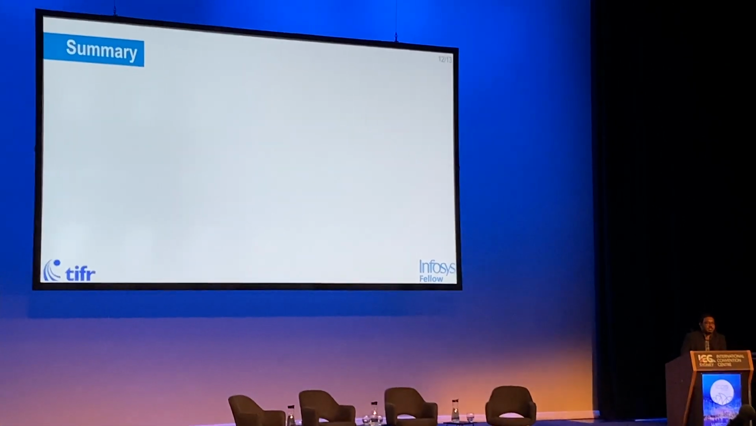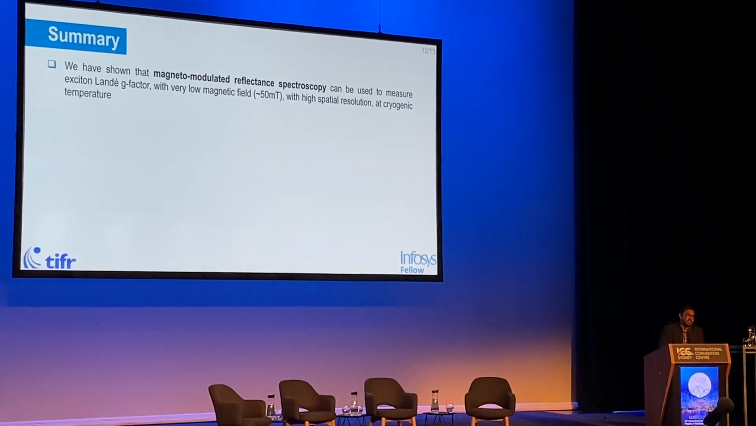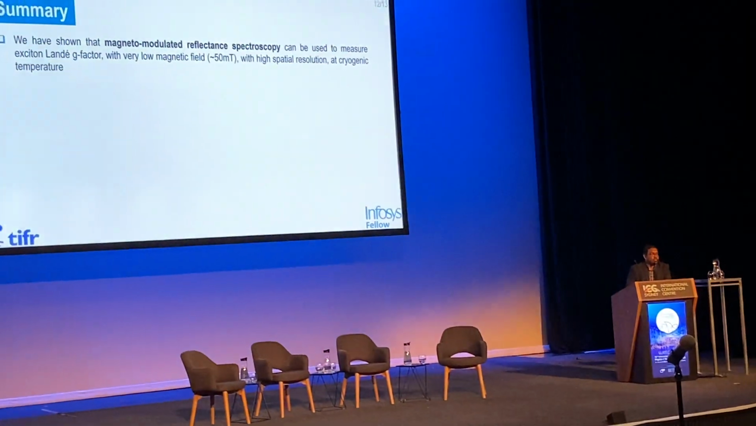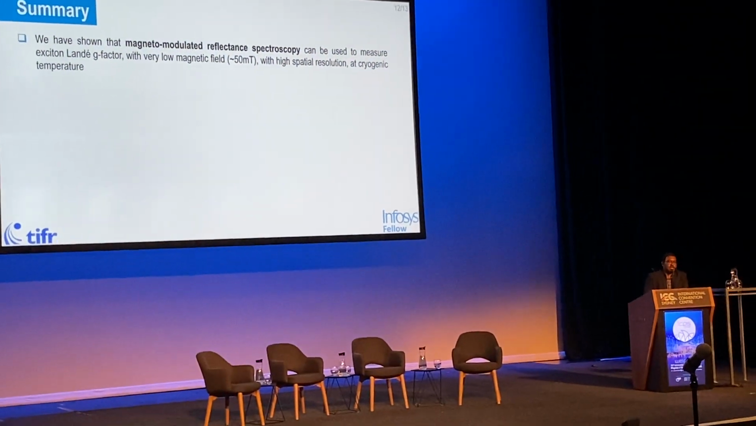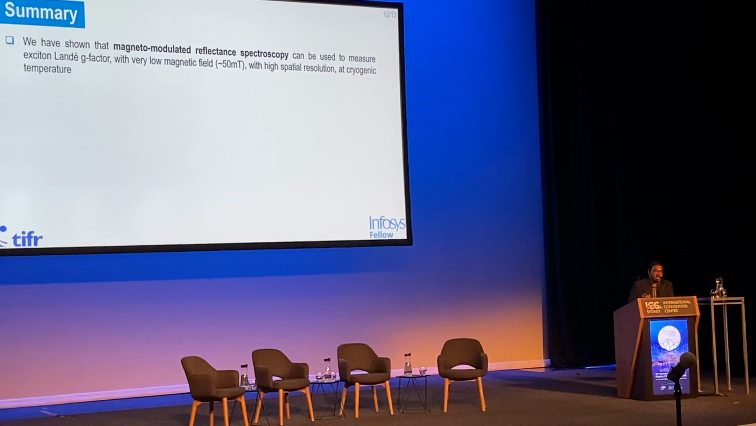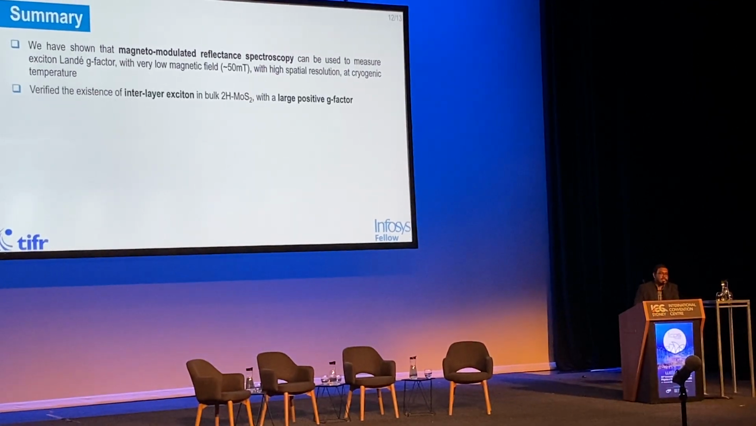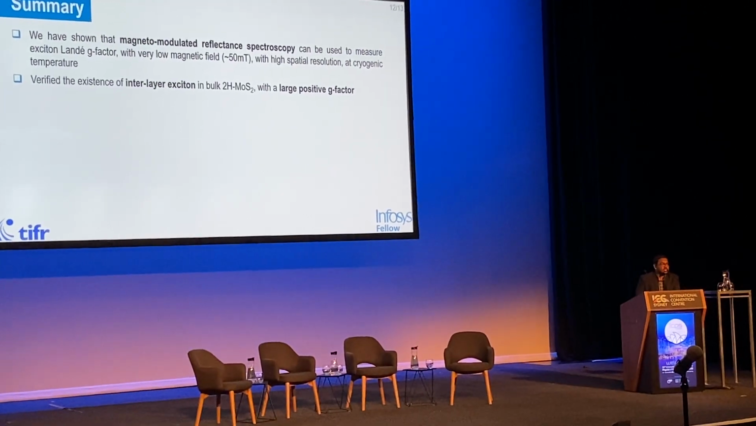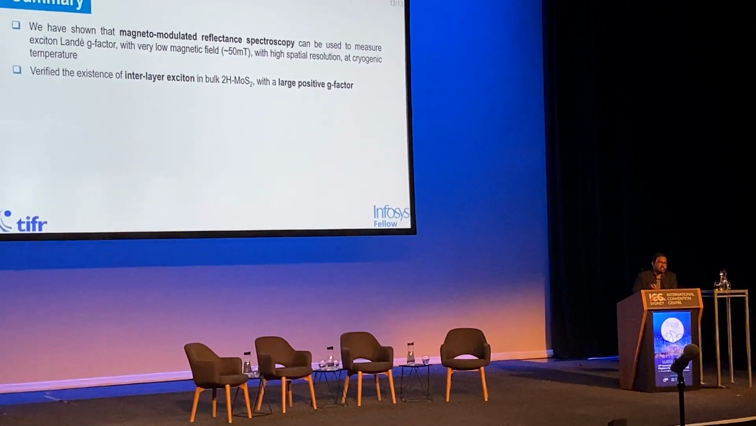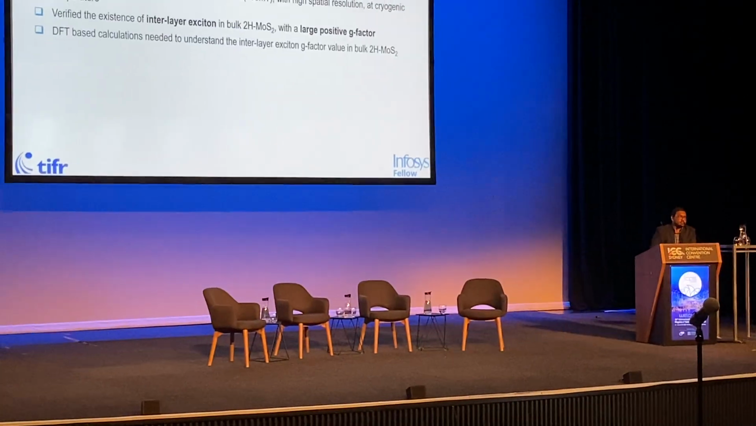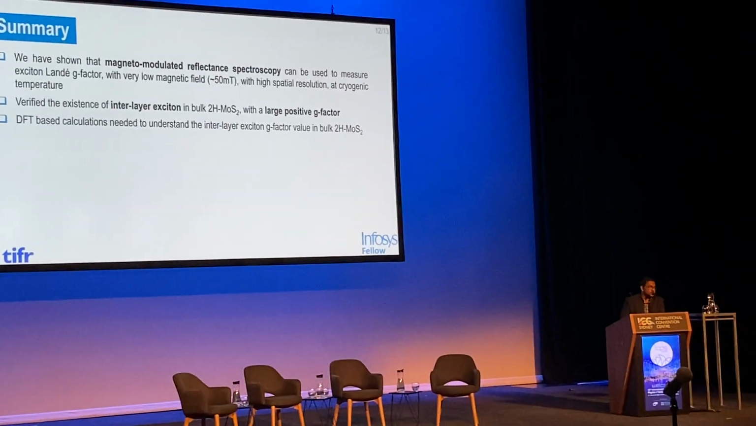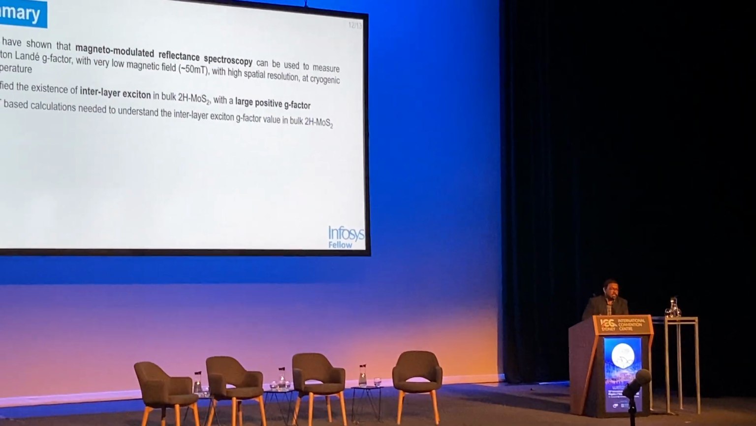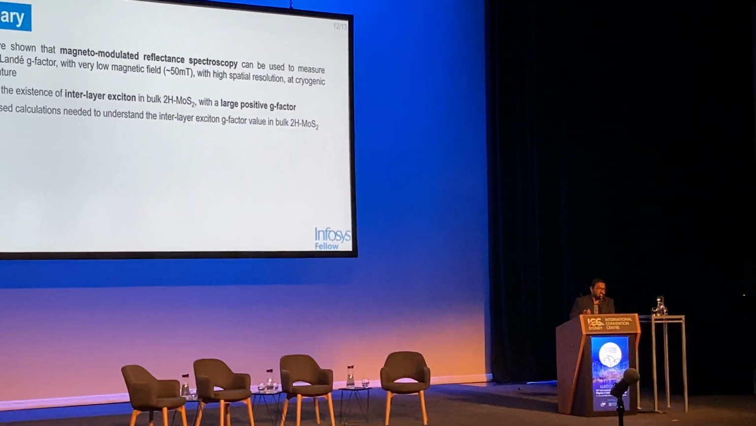So in summary, I have shown you my results on magneto-modulated reflectance spectroscopy with a very low magnetic field of 50 millitesla, with high spatial resolution and at cryogenic temperature. And I verified the existence of interlayer exciton in bulk 2H-MoS2 with a large positive G factor, though we still don't have an explanation for why the value is so large. But I think DFT-based calculation may help us to understand that.